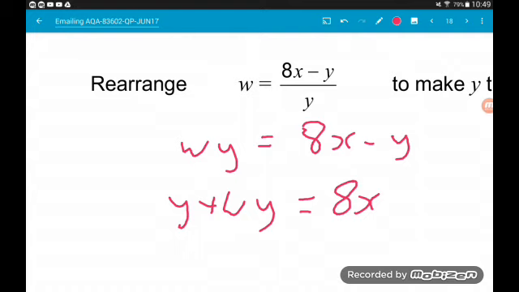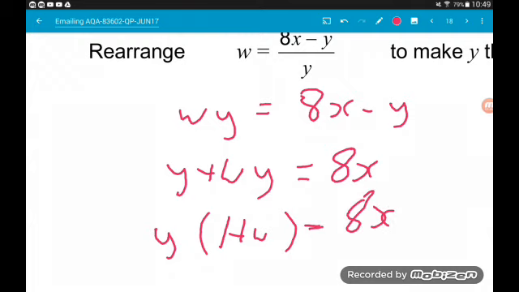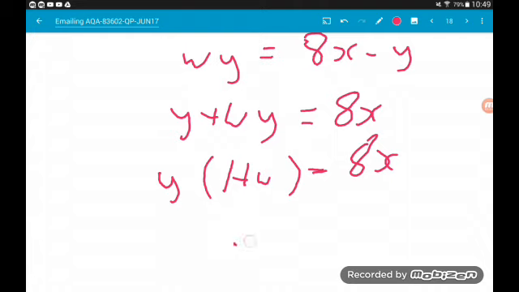I used to get here and then stumble. The trick now to turning these two y terms into one y term is to factorise. So we can factorise the left to y times (1 plus w) equals 8x. Then divide by 1 plus w: y equals 8x over (1 plus w), like that. If you want more examples on those, guys, I have a video called Rearranging Algebraic Fractions. Check that out if you want more examples.